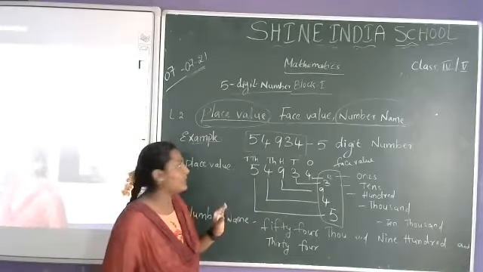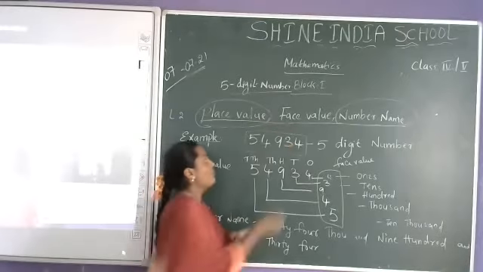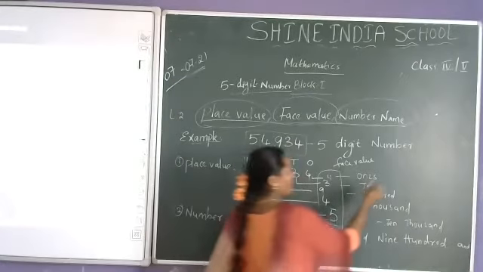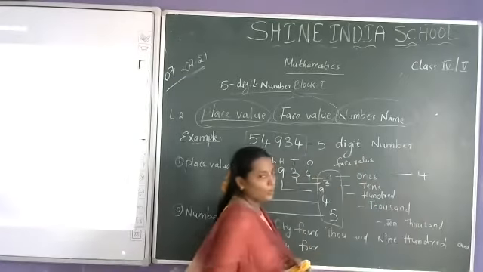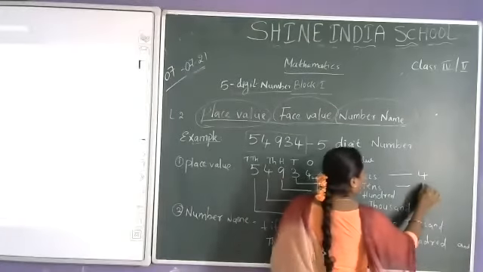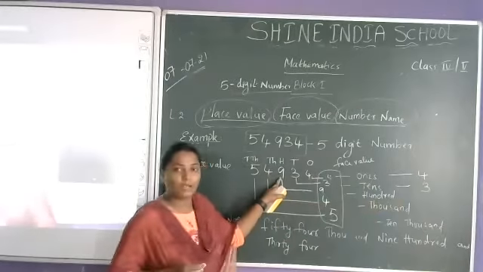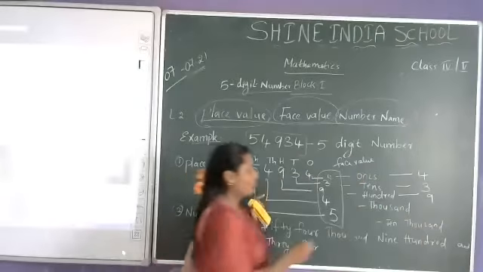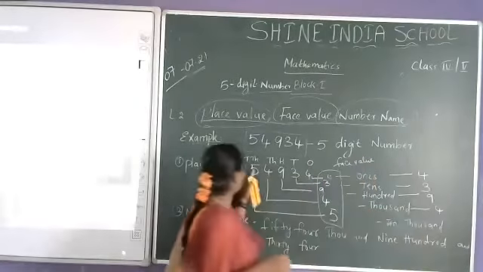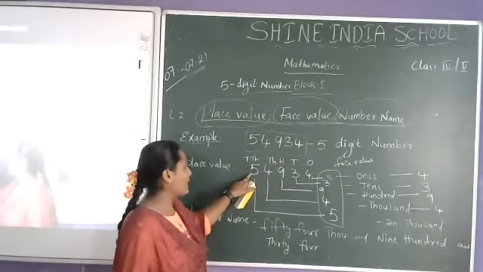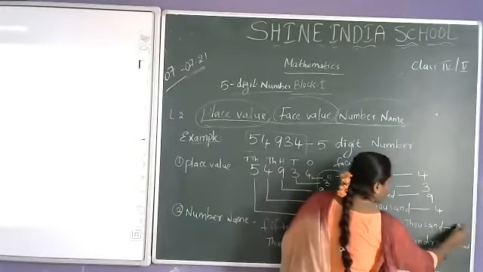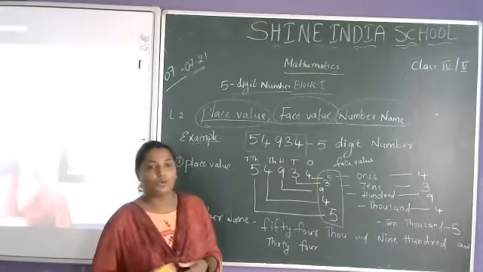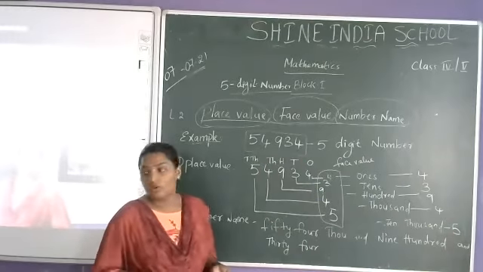54,934. Number name completed. And what is left? Face value. Face value means directly the digit: what is 4? In the 10 place, 3. In the 100 place, 9. In the 1000 place, 4. But what about the 10,000 place? 5 is there. So you can give the digits directly. This form is called face value. Is it clear? Okay, children.